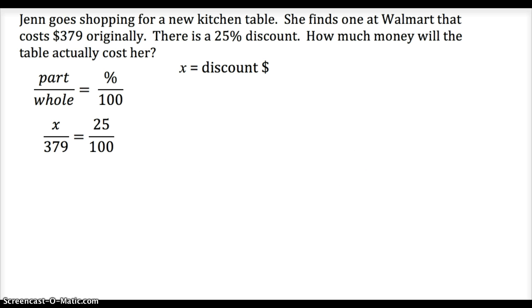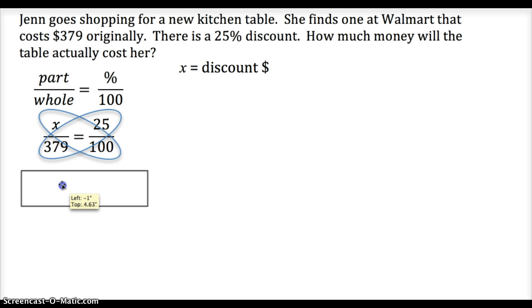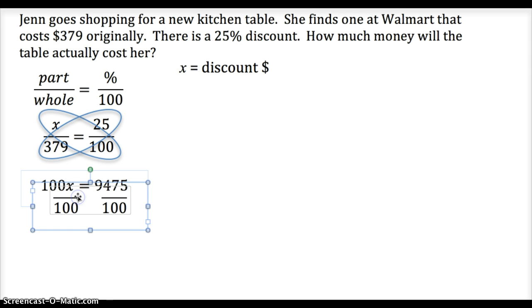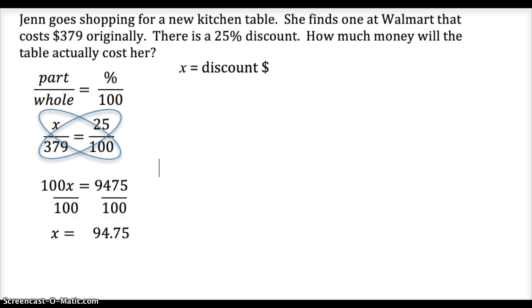All right, so again, cross multiply. 25 times 379 and x times 100. X times 100 is 100x. 25 times 379, you can use the calculator to find that it's 9,475. From here, you're pros at this, divide both sides by 100, and you get x equals 94.75. All right, and it's money, so it's in a good format for money, but you always need to add in your units.